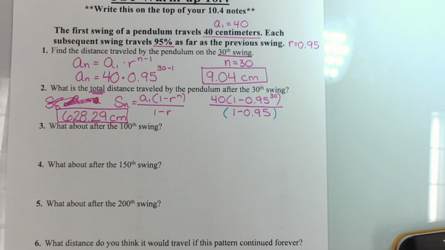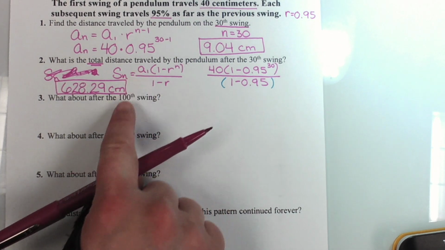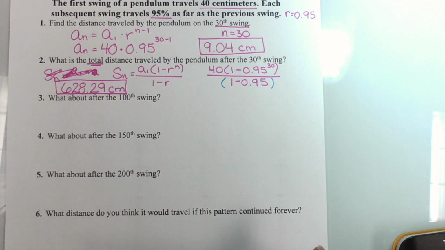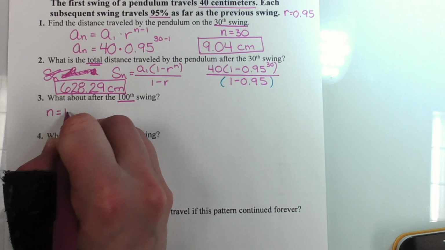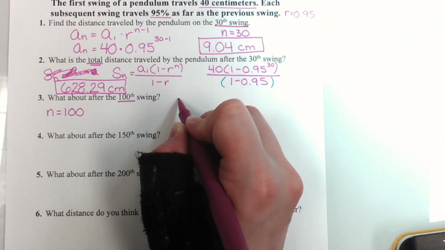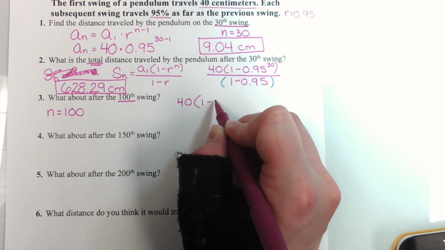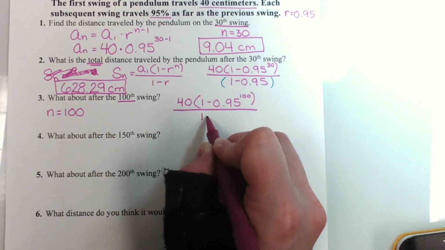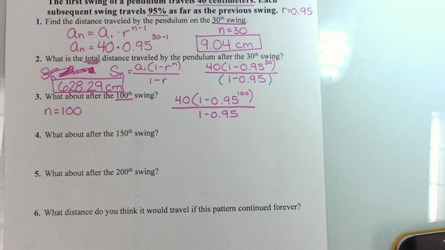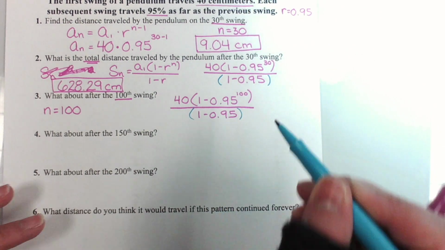Next question asks about what about the 100th swing? Now this is still referencing a total, so it's still referencing a series. Shelby, what's the change in this one? What did they change to go from this question to this question? N. N is now 100. So my formula looks very, very similar. 40 times 1 minus 0.95 to the power of 100 this time over 1 minus 0.95. And just like we did before, we're going to put parentheses here.